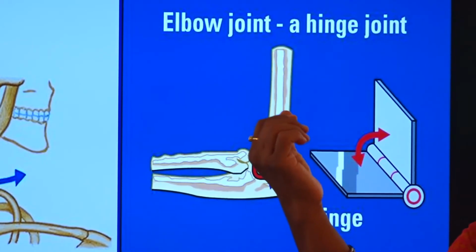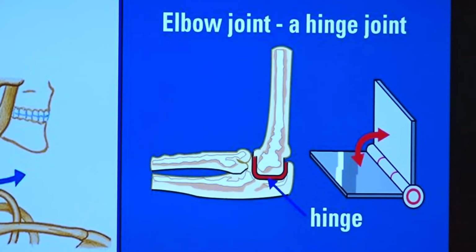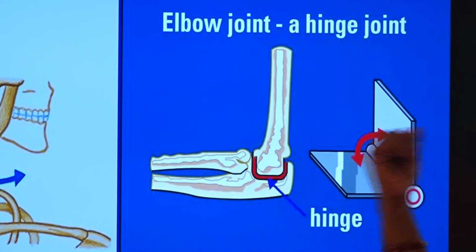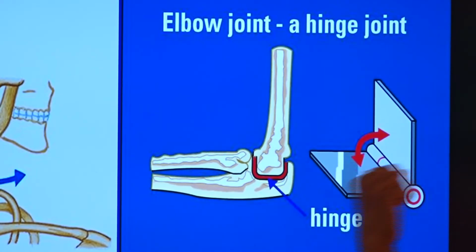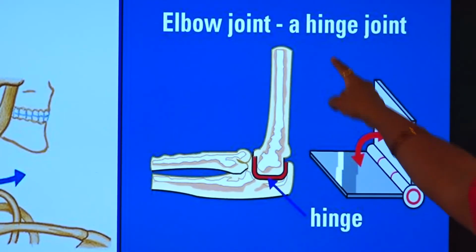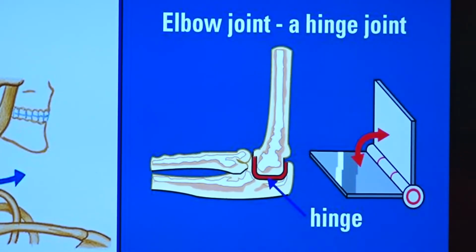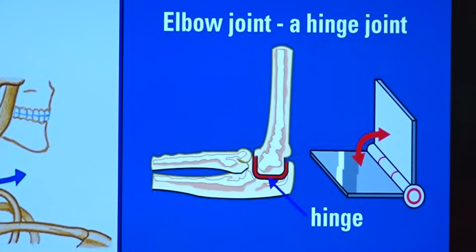The hinge joint is the elbow joint and the knee joint, it just allows the forward and the backward movement. So that's why we call the elbow joint a hinge joint.